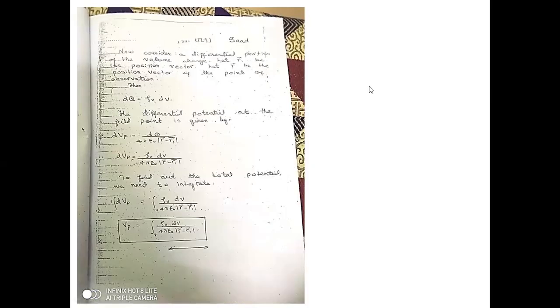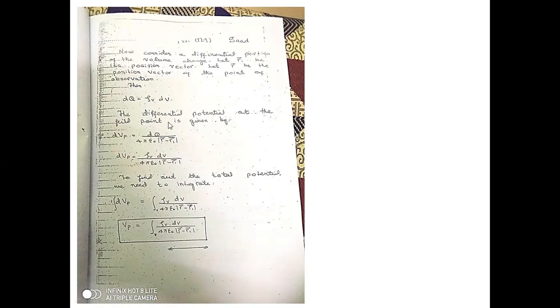Now consider a differential portion of the volume charges. As I have told you, r1 is the position vector of the differential portion, and r is the position vector of the point of observation. So dq is equal to rho v dv. Now we have to replace dq with rho v in order to introduce the volume charge density.